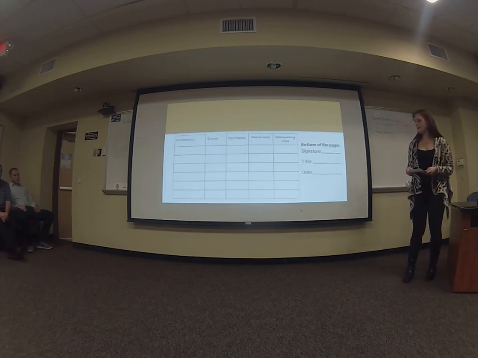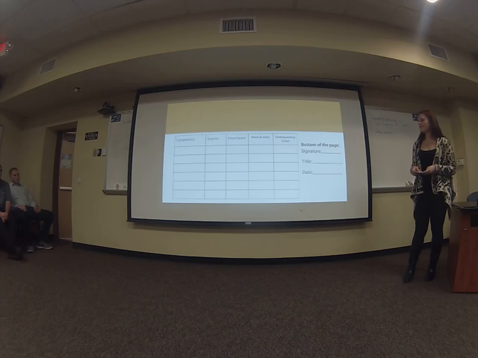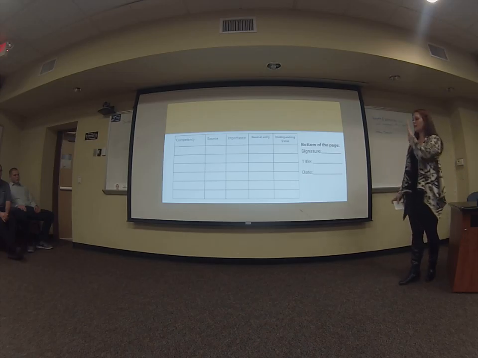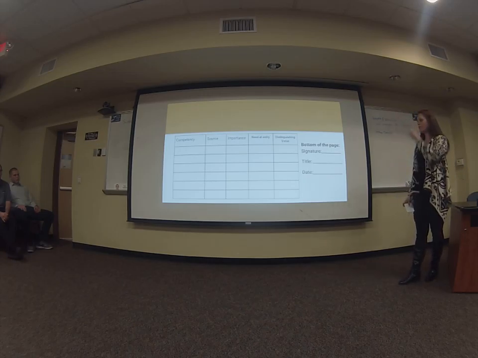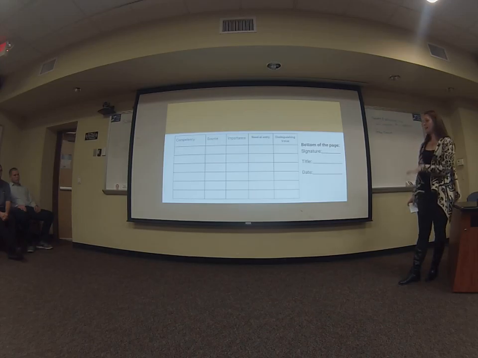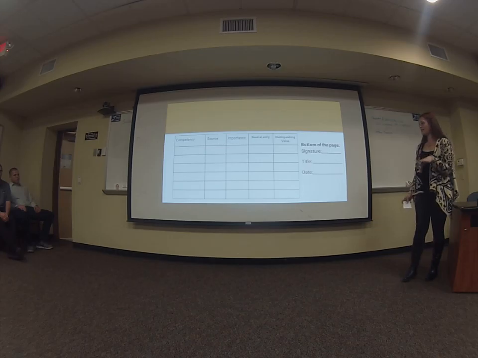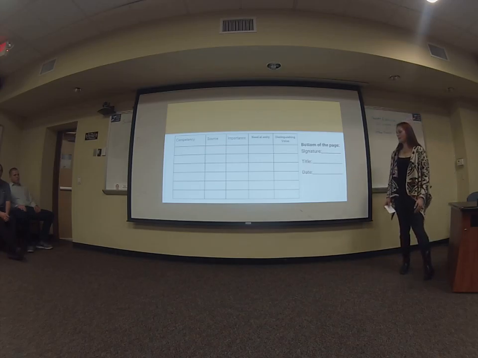And then this would be what the bottom of the page looks like. So, like I said, similar to the other one, this one lists competency, rating, source, importance, need at entry, and then distinguishing value. And then again, at the bottom of that, it's the signature, title, and then the date of when this was rated.